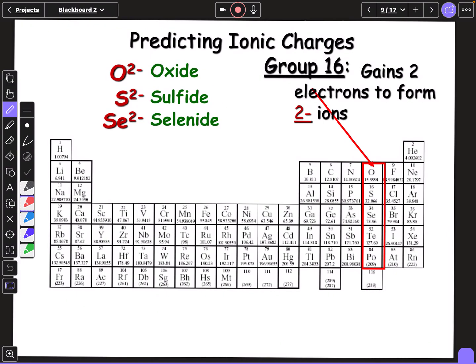Okay, group 16 or 6A, they have 6 valence electrons. They need 2. When they gain them, they're going to form 2 minus or minus 2 ions. And we write those ions, like I said, as a superscript. And that just means that they gain 2 electrons when they form their ion. And the oxygen becomes the oxide ion. Sulfur becomes the sulfide ion. Selenium becomes a selenide ion.